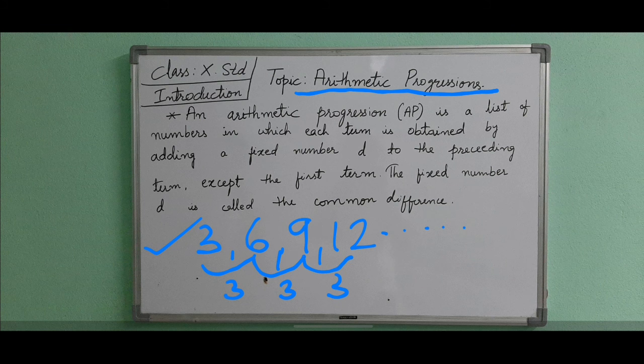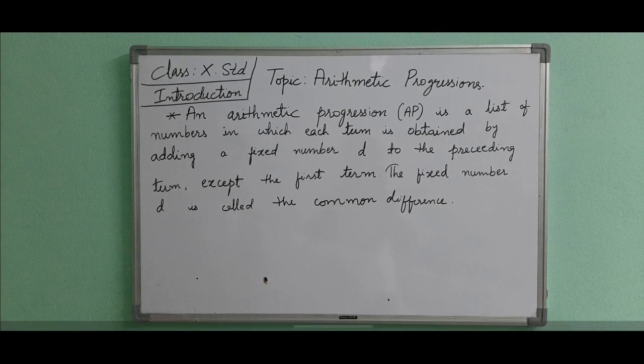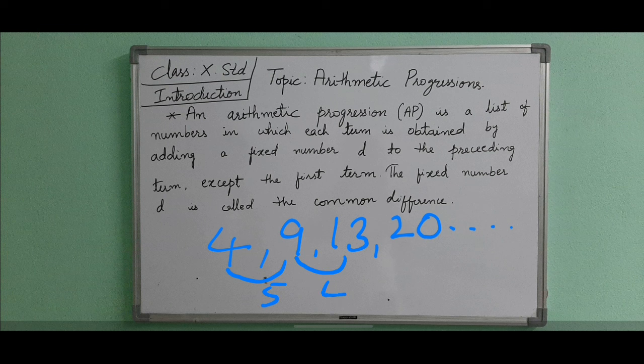If you see some other numbers here, like 4, 9, 13, 20. Likewise, now we have to see whether they are in AP or not. Look here, 9 minus 4 will give you 5. Again, the difference of 13 minus 9 will give you 4. The difference of 20 minus 13 will give you 7. Look here, the differences are 5, 4 and 7. They are not same. That's why this is not in AP. They are not in arithmetic progression.